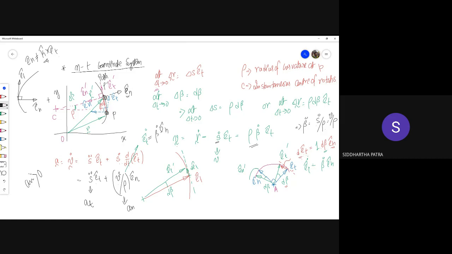Okay, if you take k cross et, you get a counterclockwise rotation. But that's not the case in general with en. En can be both k cross et or minus k cross et, depending on which side is the center of curvature.